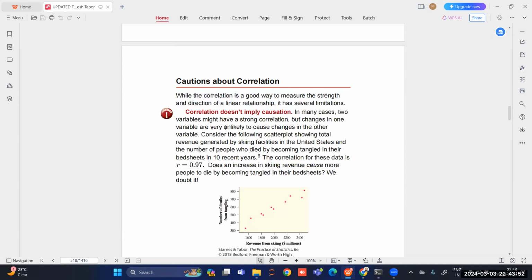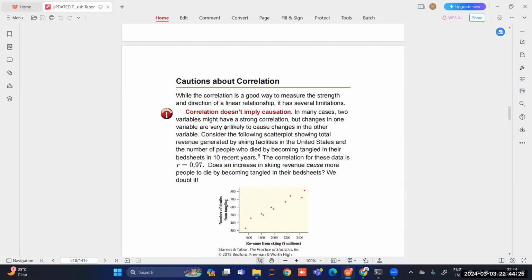What are the limitations? Correlation does not imply causation. In many cases, two variables might have a strong correlation, but changes in one variable are very unlikely to cause changes in the other variable. For example, he'll explain it further. Consider the following scatter plot showing total revenue generated by skiing facilities in the United States and the number of people who died by becoming tangled in their bed sheets in recent years.